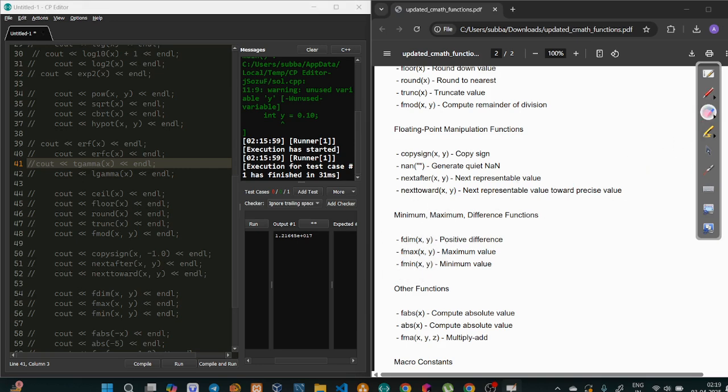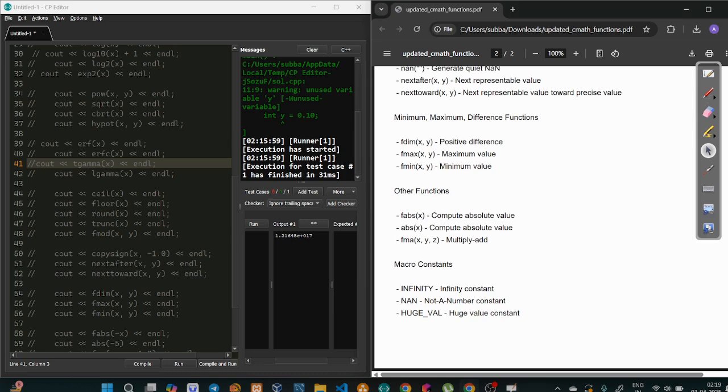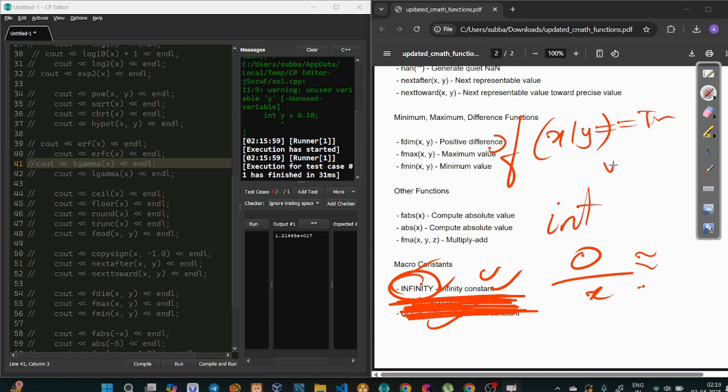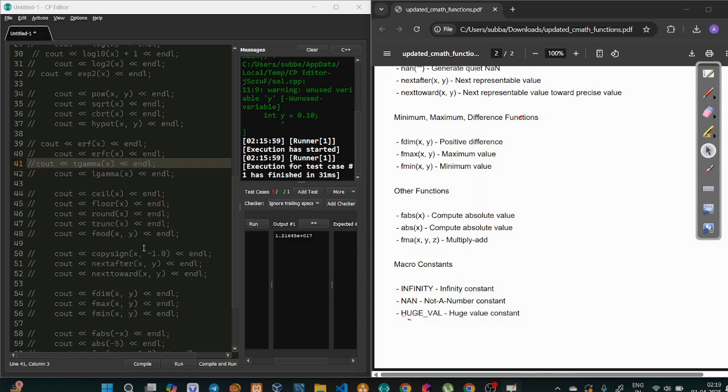Okay. And then again, coming to other functions, absolute value, it rounds off. Absolute value also rounds off. Multiply and add, I have no idea about this. And these are constants. Constants basically mean that these are keywords. Just like you have int, right? These are also your keywords. Not a number, not a number constant, and huge value constant. You don't need this. But if you're writing 0 by something, x by 0 is infinity, right? So you can use this constant somewhere to represent this. If x by y is equal to infinity, then I can tell that y equal to 0. You can use that. It's not like you can't use it. You can make use of that, and that's about it.